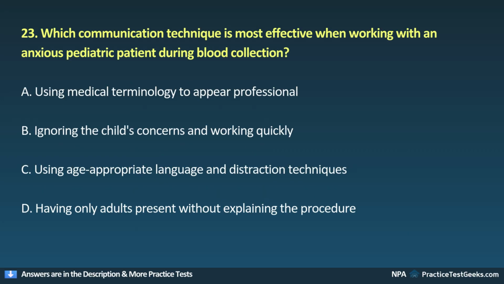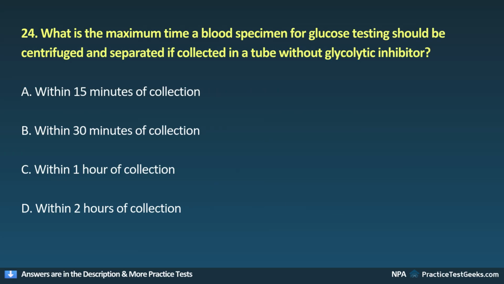23. Which communication technique is most effective when working with an anxious pediatric patient during blood collection? A. Using medical terminology to appear professional. B. Ignoring the child's concerns and working quickly. C. Using age-appropriate language and distraction techniques. D. Having only adults present without explaining the procedure.